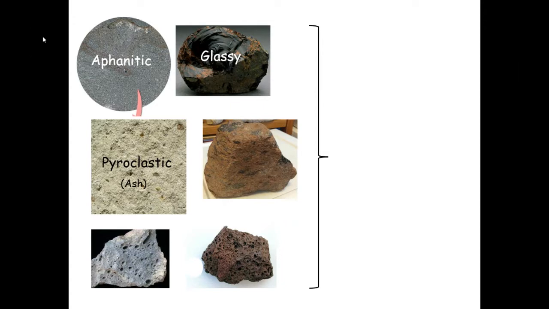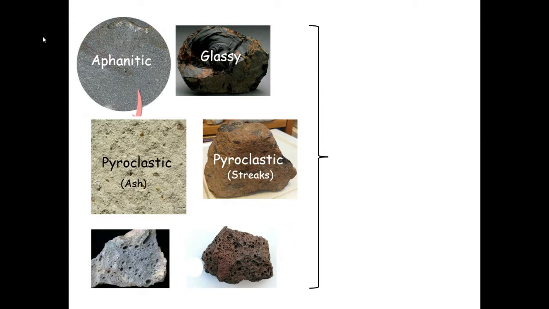Another type of pyroclastic texture is when you have a streak pattern, and you can see that here. You can see you have some black streaks that go across the mostly red portion of this igneous rock. So this is also pyroclastic.